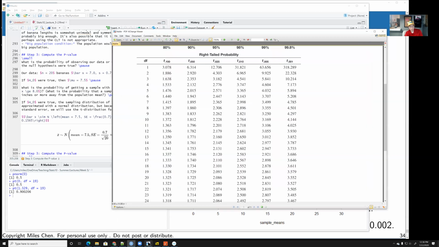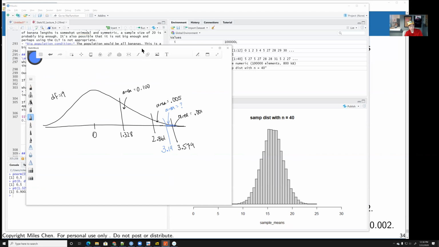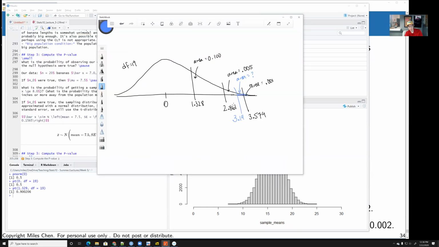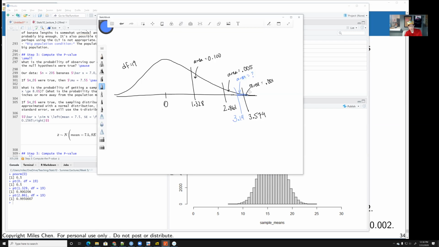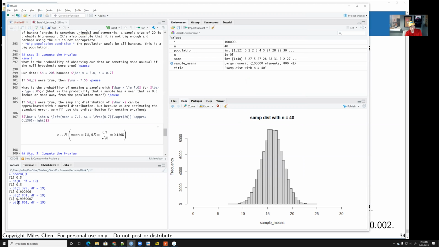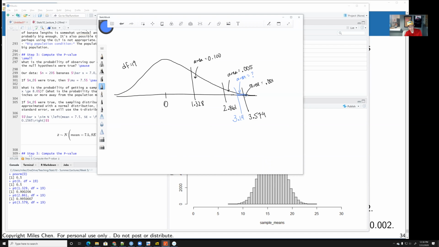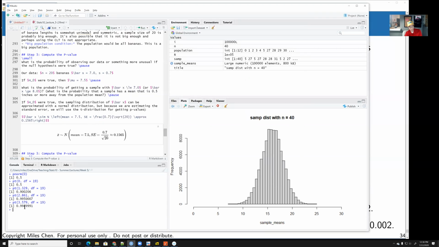And then, here with 19 degrees of freedom, if I type in 2.861, it's going to tell me the area to the left is 1 minus this 0.995, right? So if I do pt of 2.861 with 19 degrees of freedom, I get 0.995, okay? And if I do 3.579, it's going to give me 0.999, with 19 degrees of freedom. Something like 0.99899, so that's 0.999, okay?